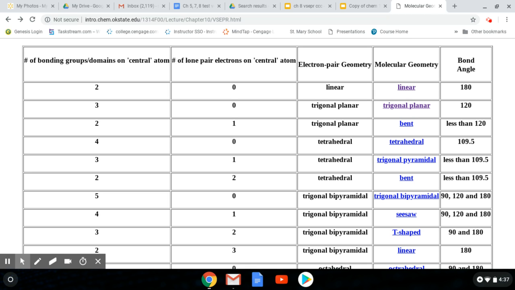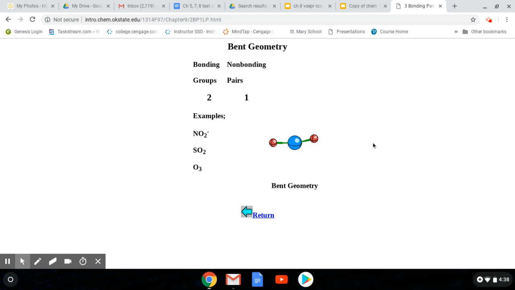So if you're worried about memorizing, there's not a lot of memorizing. You just have to notice the patterns. Okay, 3 plus 0 equals 3. 2 plus 1 equals 3. 3 equals trigonal planar, 3 things around the central atom. And you can have either a trigonal planar or a bent. So what does the bent look like? Looks pretty much like the trigonal planar, except that there's going to be an electron pair over here.